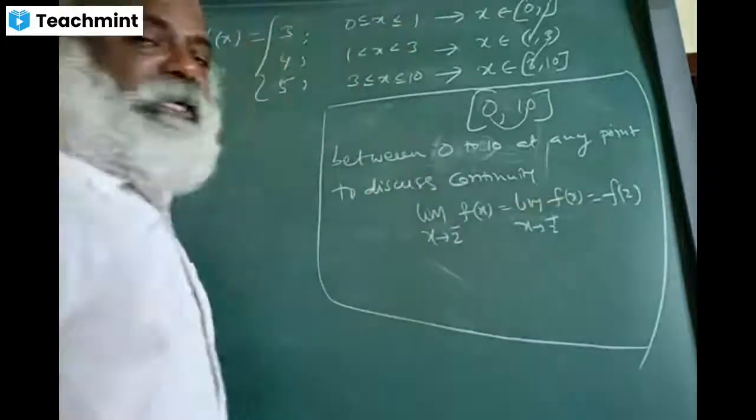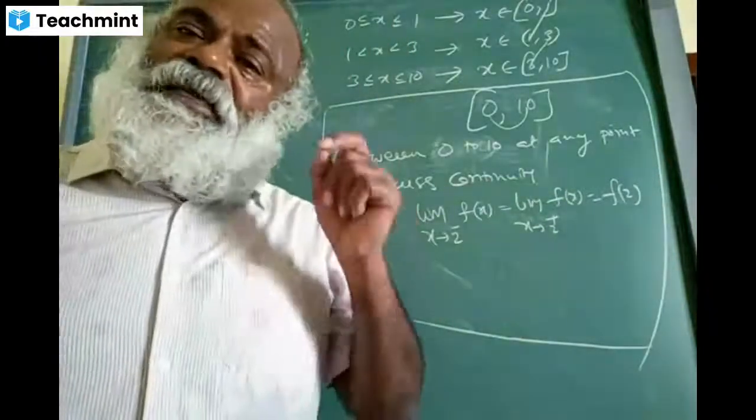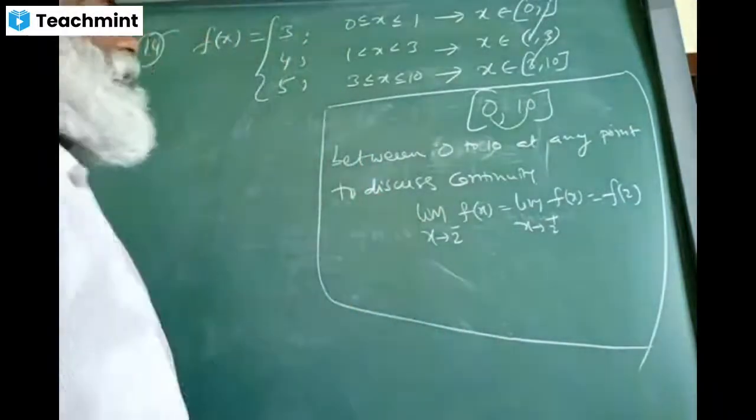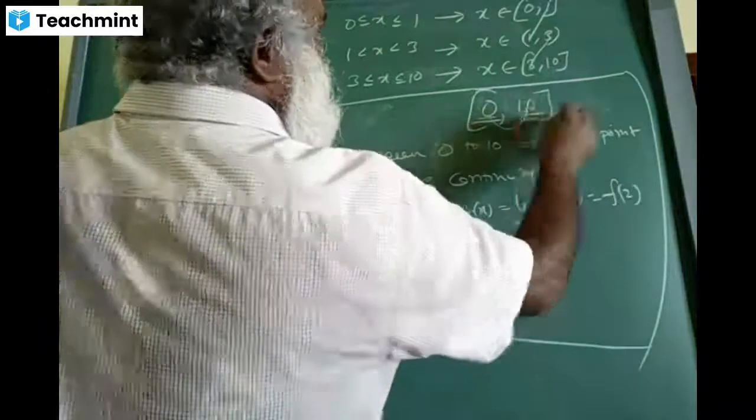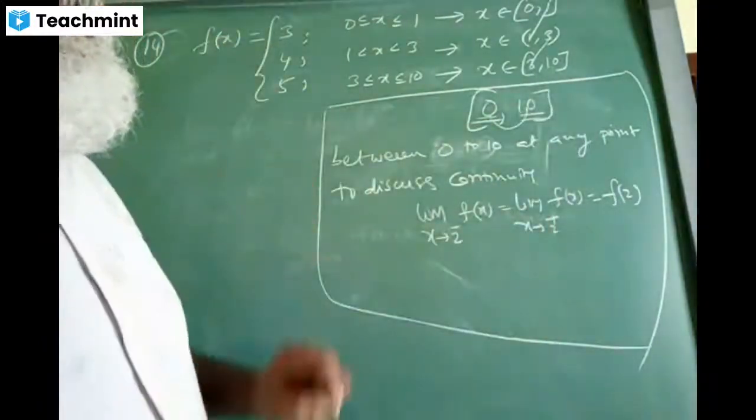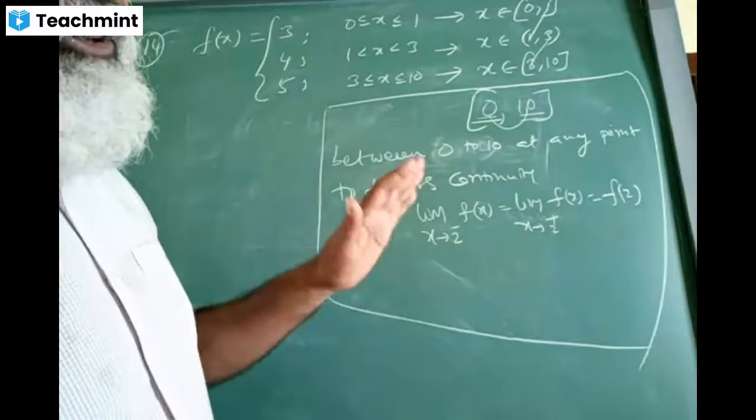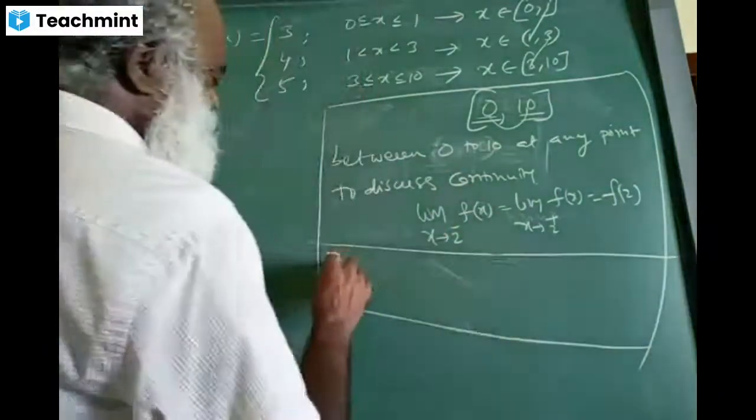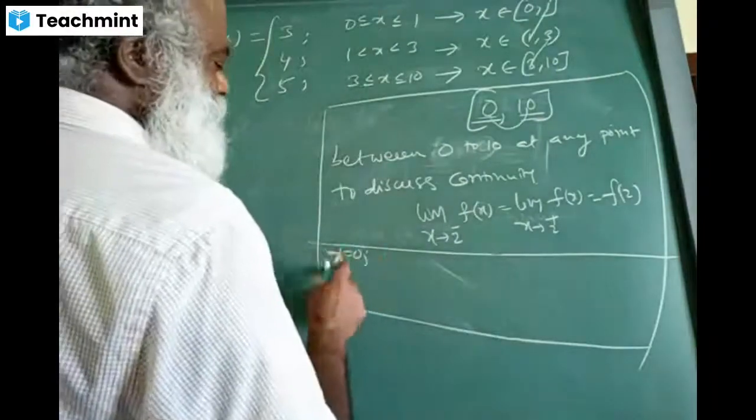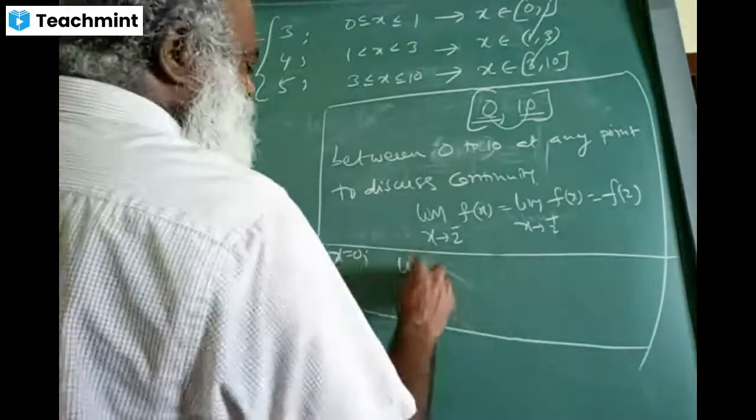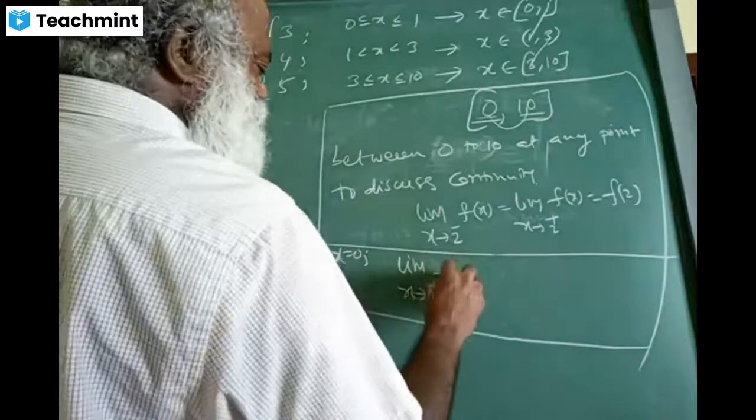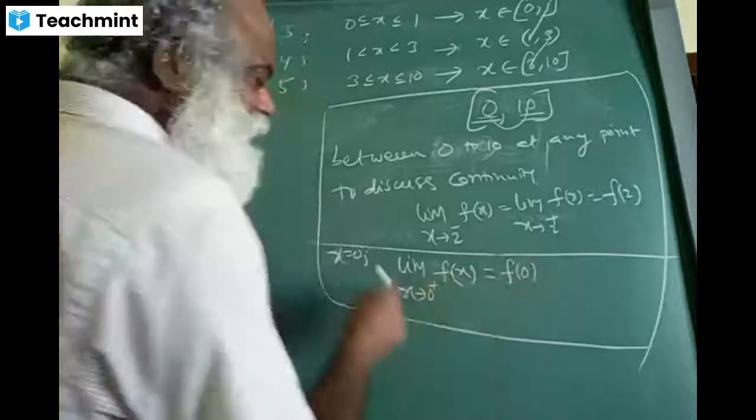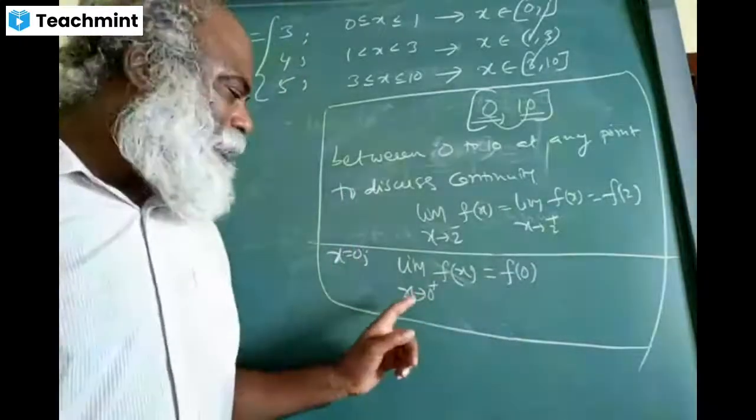This is a useful thing when the point is in the interval. Suppose these are the extremes: 0 is the extreme and 10 is the extreme. Left side of 0 is 0 minus. Suppose I want to discuss the continuity at x equal to 0: limit x tends to 0 plus f of x and f of 0. Can anybody tell why 0 minus is not coming?